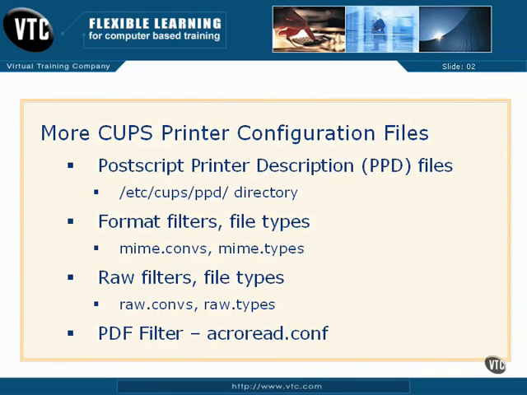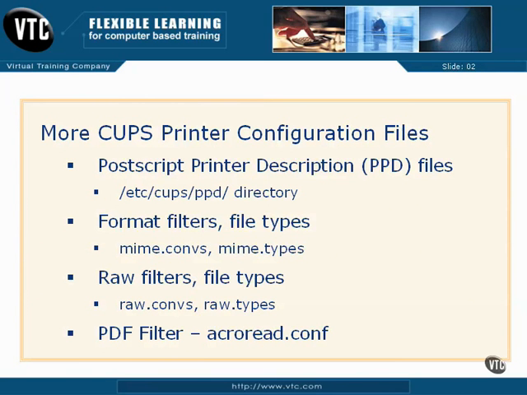Configured PostScript printer description drivers, also known as PPD files, are stored in the /etc/cups/ppd directory. Format filters and their associated file types are configured in the mime.convs and mime.types files. Filters associated with raw print jobs, along with their corresponding file types, are configured in the raw.convs and raw.types files.